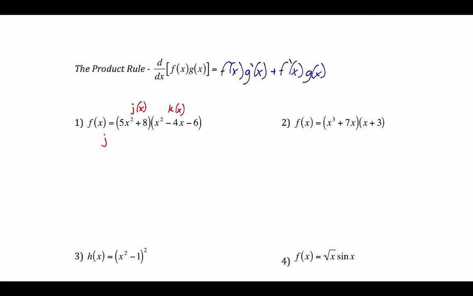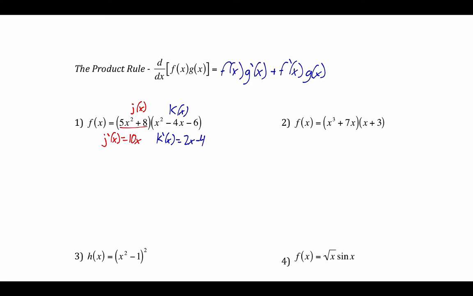I would encourage you to take j prime and k prime separately. So j of x, taking the derivative of this first group here. In fact, let me color code this. Maybe that'll help a little bit too. So I'm going to call k of x in blue. But the derivative of j of x would be 10x, and that's it. Now the derivative of k of x, k prime of x, would be 2x minus 4.